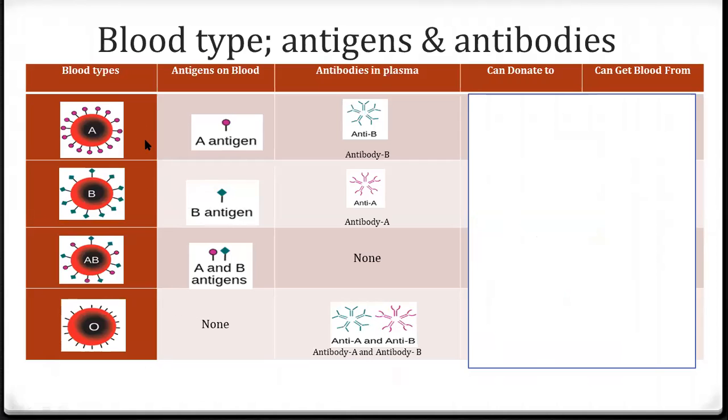Okay, so if you are blood type A, you have the A antigen, so just make sure to label that as A in your note packets, and this is antibody B, so you could just say anti-B. If you are B, you have the B antigen, you have antibody A in your plasma. If you're AB, A and B, you don't have any antibodies in your plasma. And if you are O, you don't have antigens on your blood, but you have both antibodies in your plasma.